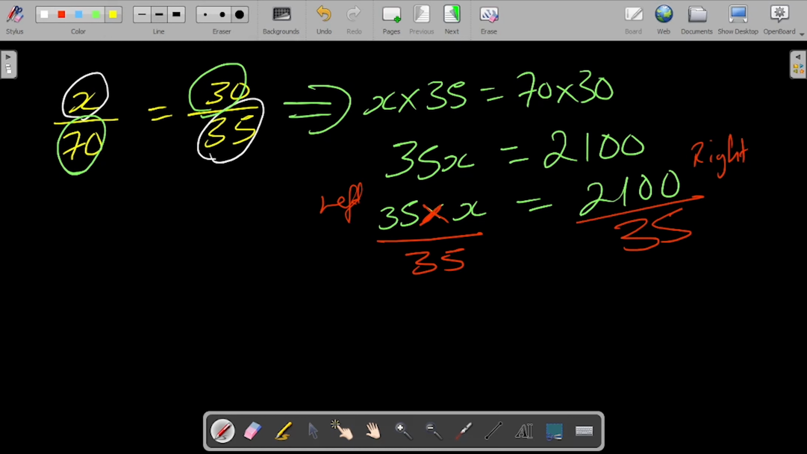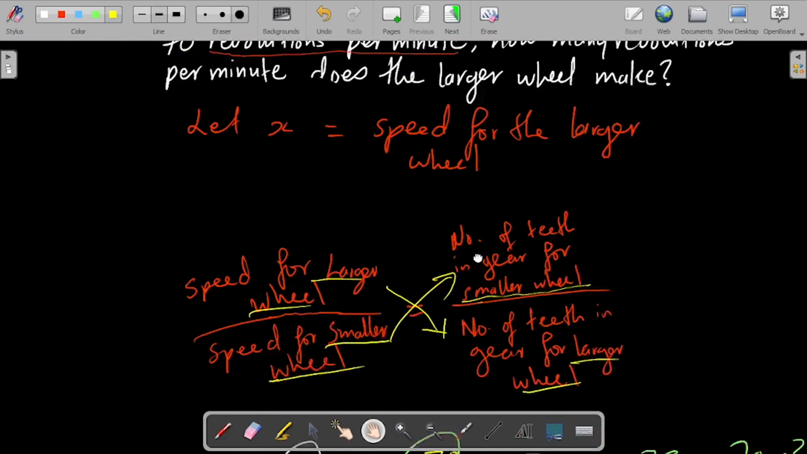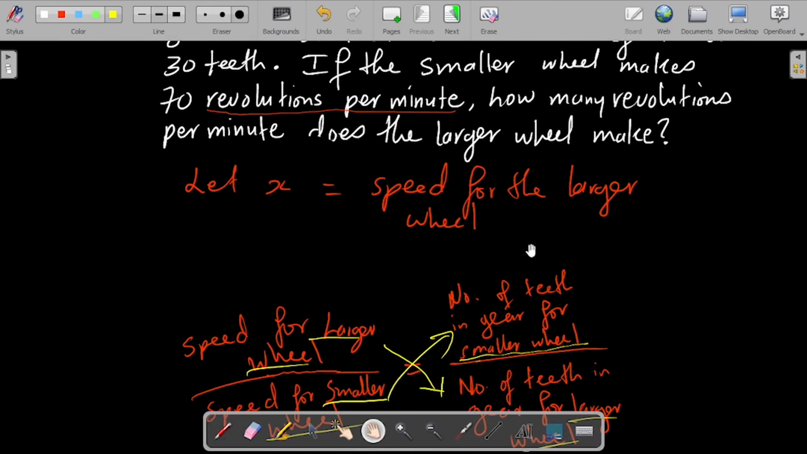The 35 would cancel off each other on the left, and we will be left with x. So x would be equal to 2100 divided by 35, and 35 can actually go into 2100. 35 into 35 is 1. 35 into 210 is 6, and 35 into 0 is 0. So 35 into 2100 is 60. The larger wheel would make 60 revolutions per minute.